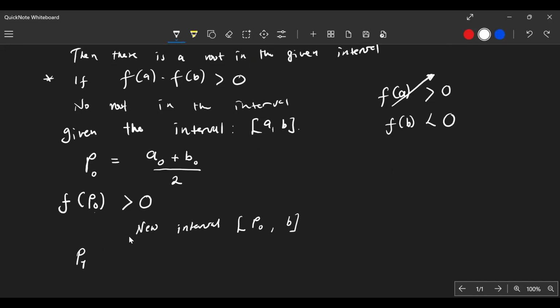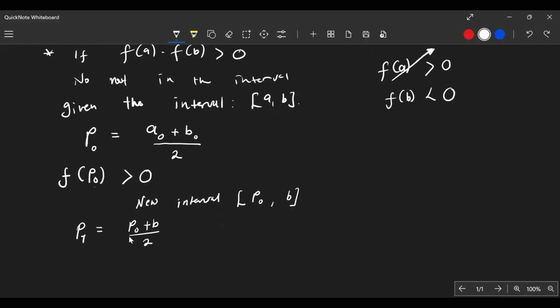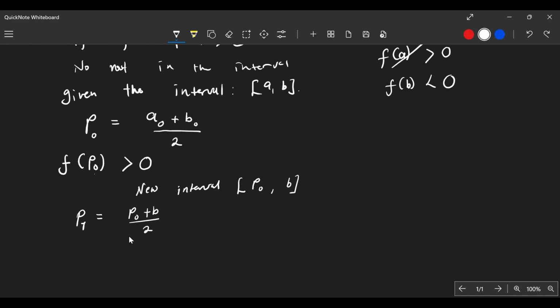So the next, you need to find P1. P1 will be equal to the new interval, P naught plus b, divided by 2. And once you find that P1, you go back and substitute it in your function, f of P1, and you check. Let's say, for instance, f of P1 is giving us a negative. Let's say after substituting P1, we get a negative function value, less than 0.